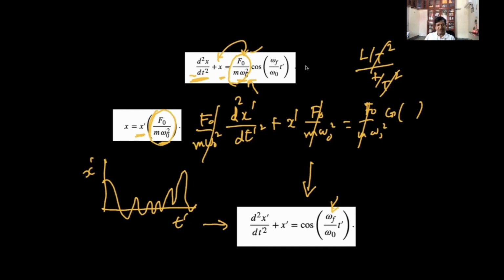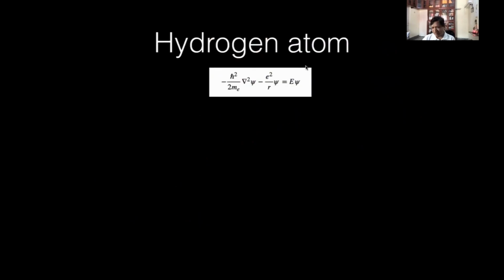For time, I want it in seconds. So I multiply t prime by, or divide by, omega naught, then I get the time in seconds. So you can go back and forth from non-dimensional to dimensional, and from dimensional to non-dimensional as well. These are the transformations to go back and forth. So let's look at the next example, the hydrogen atom. That was classical. Now let's work on a quantum system.